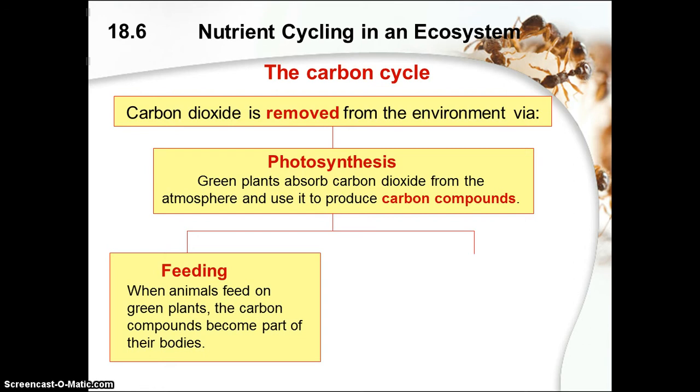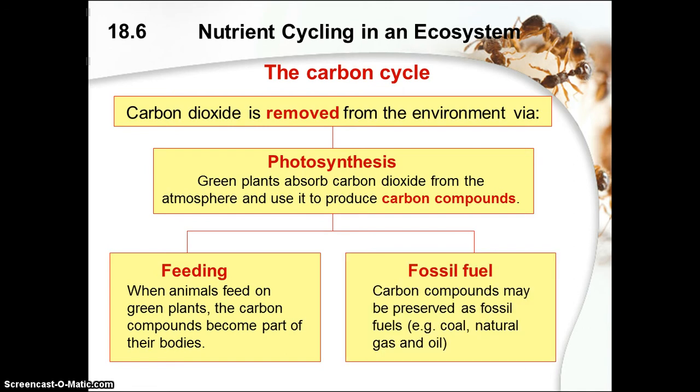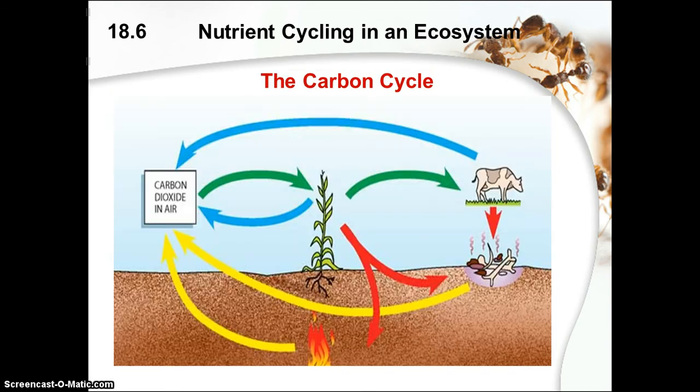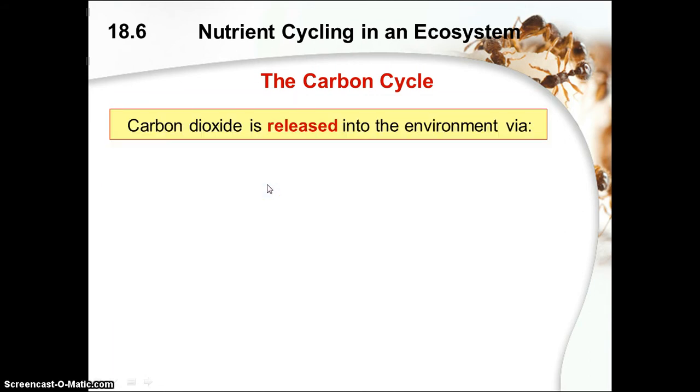Another example is feeding. When animals feed on green plants, the carbon compounds become part of their bodies. Then fossil fuel, where the carbon compounds may be preserved as fossil fuels like natural gas, coal, and oil. It shows the carbon cycle from carbon dioxide in the air to photosynthesis, feeding, and becoming fossil fuel.